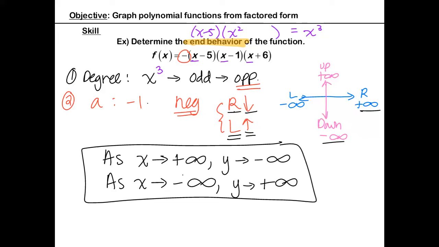So one more time. To do this, I had to first figure out the degree. So I had to figure out that that was an x to the third. How did I know this was x to the third? Lefties, tell your partner.